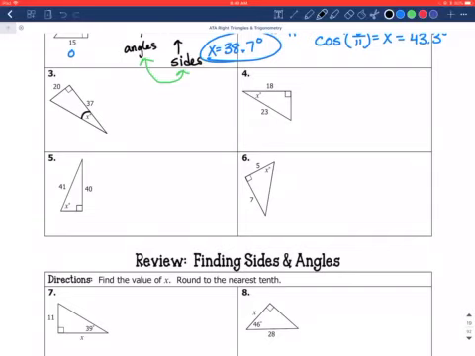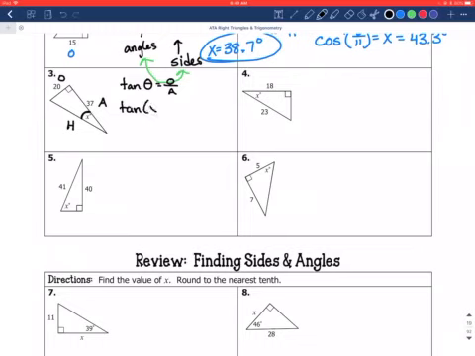All right, number 3. So we have our reference angle. Here's our hypotenuse. Here's our adjacent. Remember that reference angle always touches the hypotenuse and the adjacent. So that means the opposite will be the last one. So here we have opposite and adjacent. That's going to be tangent.